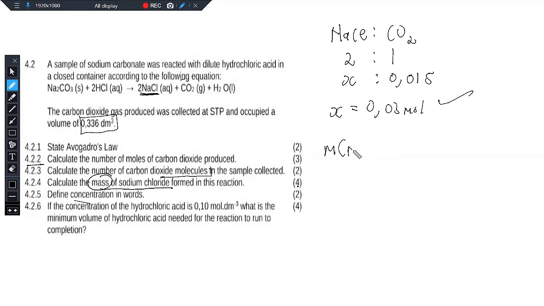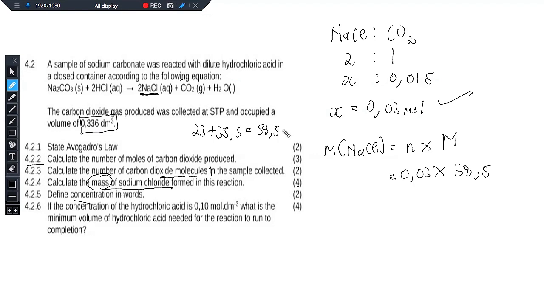So we'll say mass of sodium chloride will be the number of moles multiplied by the molar mass. Now we will use this number of moles because we have already calculated it. And then the molar mass is 58.5. If you use your periodic table, you say 23 plus 35.5, you are supposed to get 58.5 grams per mole. So that's where we take it.